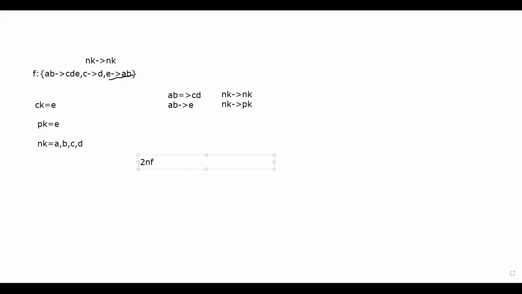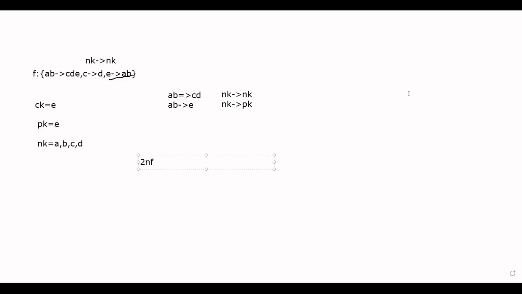Where is the partial dependency? E to AB. Ma'am, when we decompose, wait a minute, where is the partial dependency? If you take E to AB, if the left hand side is a candidate key, it is directly BCNF. But then it won't be in 2NF, ma'am. The answer should be BCNF. Ma'am, I'm not able to get it.